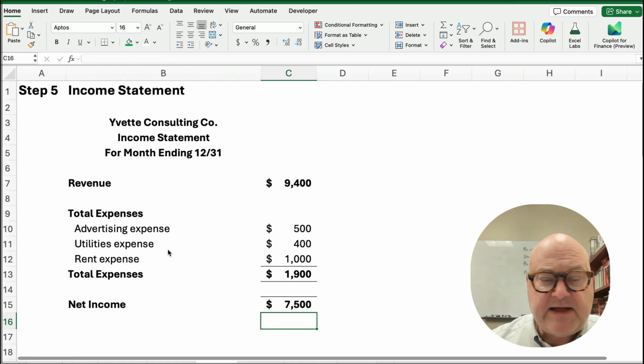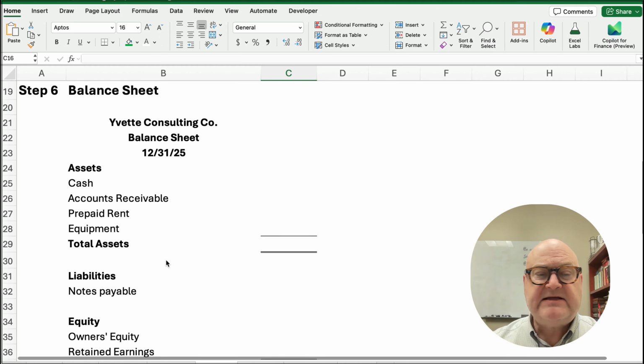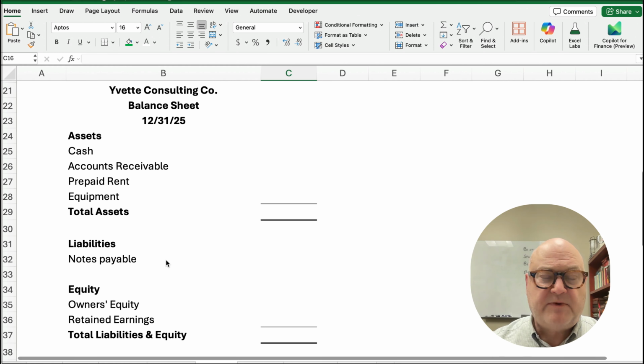Now, the income statement says, how well did you do the last period? The balance sheet says, what is your financial position?